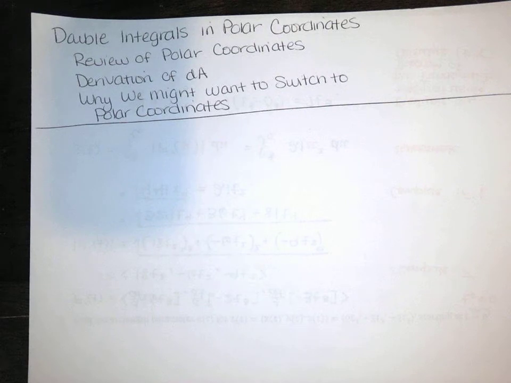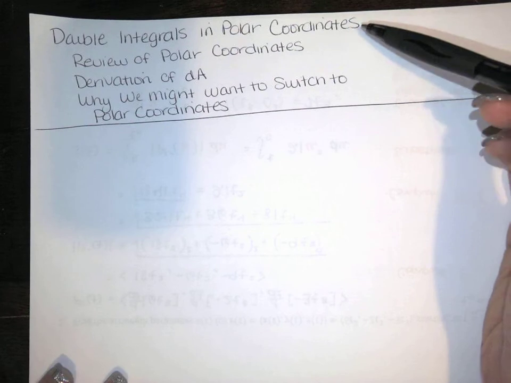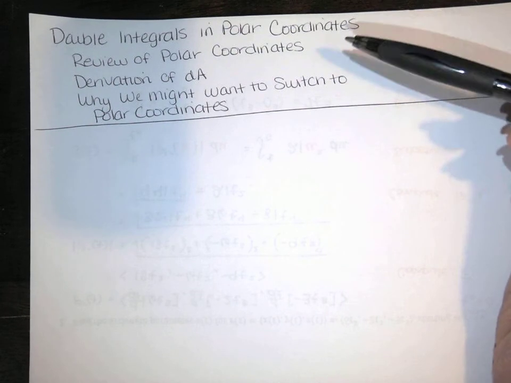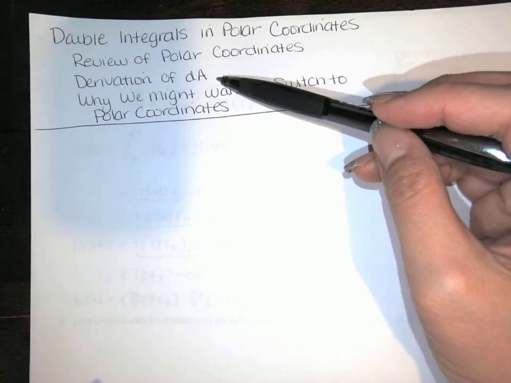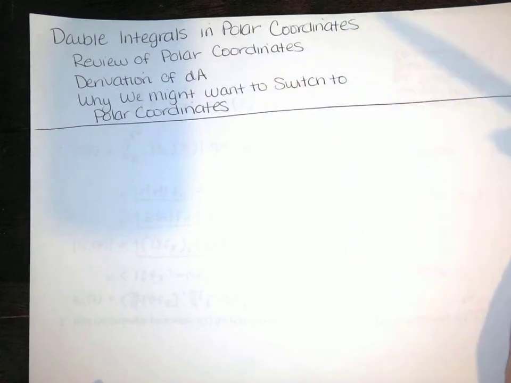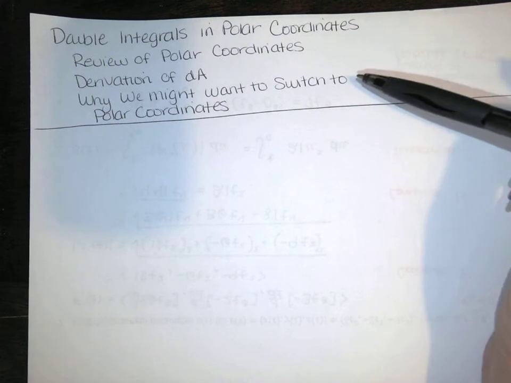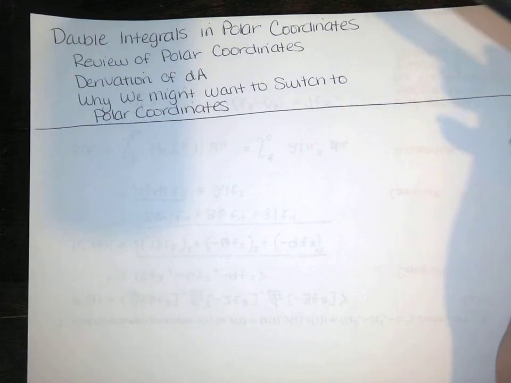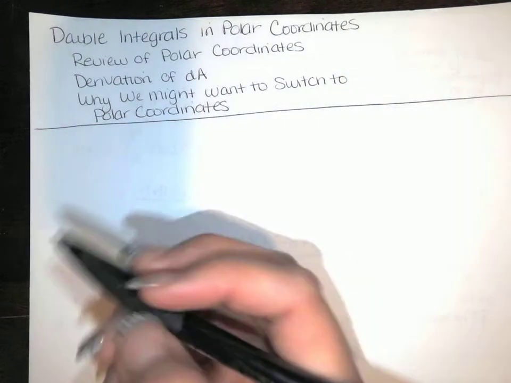In this video, we discuss writing our double integrals in polar coordinates as opposed to rectangular coordinates. We will review polar coordinate conversion formulas. We'll derive an expression for dA in polar coordinates. And we'll discuss why we might want to switch from rectangular coordinates to polar coordinates. And I actually think I'll start with that.